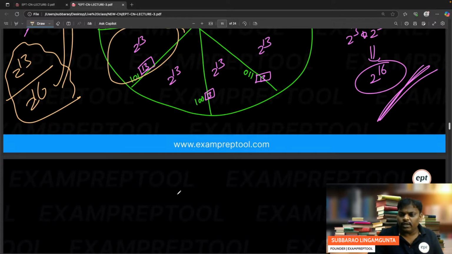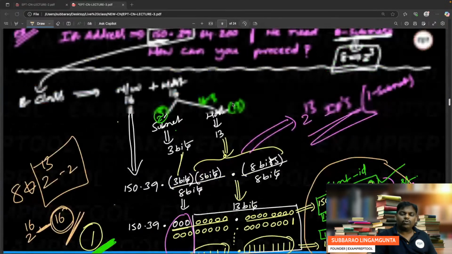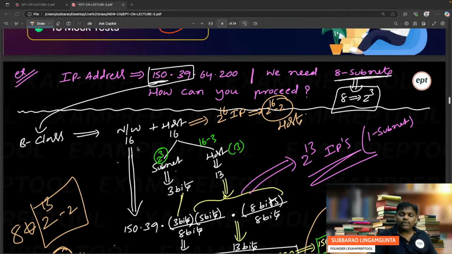Let me know if anyone has any objection. Until now, I didn't see any in your comments. Let's check. Someone is saying, why 3 bits for subnet? Is there anyone who has a doubt now? Let me know. Someone is saying, why 3 bits for subnet?